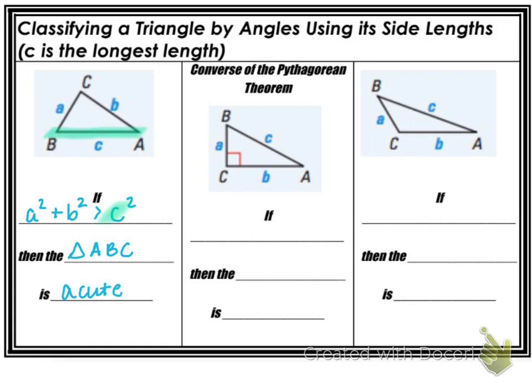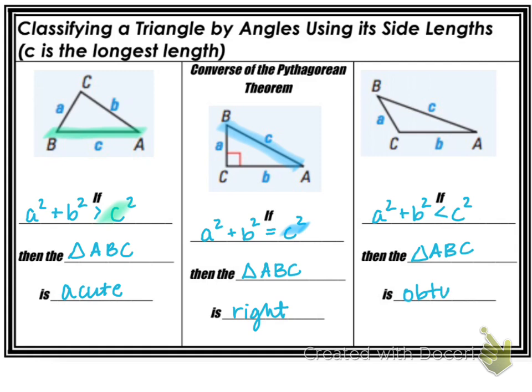So as I've highlighted, c is my longer side in the diagram, so that goes on the right side of my inequality. For the next one, if a squared plus b squared equals c squared, we all know what this means. Triangle ABC is a right triangle. Again, longer side is highlighted. If a squared plus b squared is less than c squared, then triangle ABC is obtuse. Okay, so same thing. My longest side here is highlighted in the diagram and the equation.